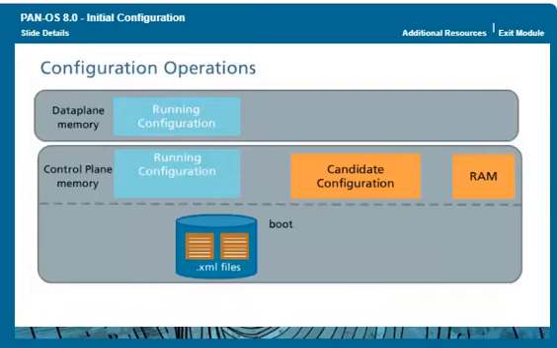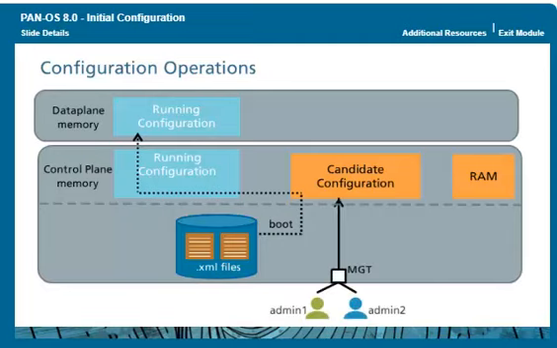At boot time, the latest configuration on disk is loaded to the candidate configuration in control plane memory. An auto-commit copies the candidate configuration to the running configuration in control plane memory. The running configuration in control plane memory is then pushed to data plane memory, where it is used to inspect and control traffic traversing the firewall.